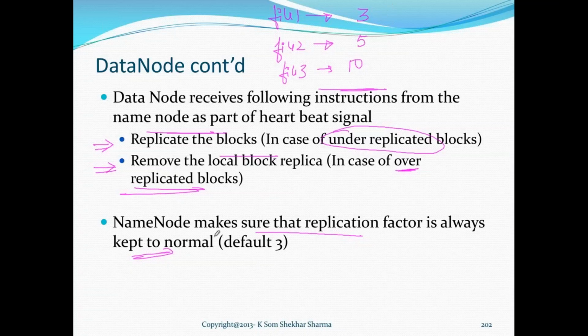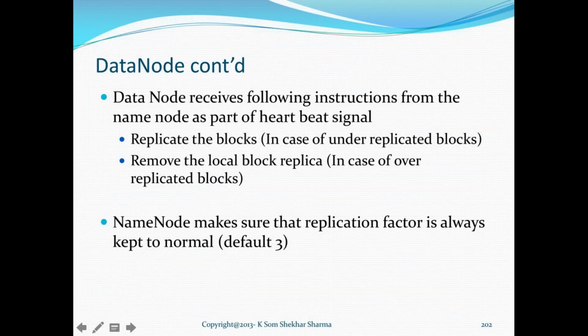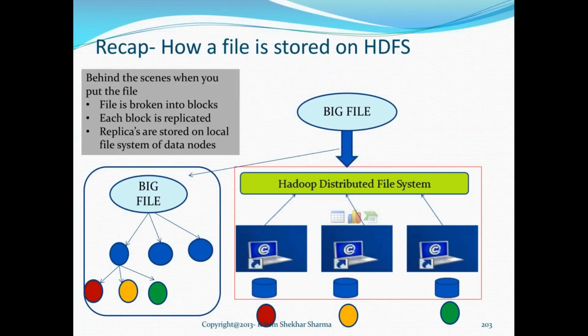And what I mean by the name node making sure the replication factor is always kept at the normal level is that for file 1, it will try to keep all 3 replicas intact for each block. For file 2, it will try to keep all 5 replicas intact for every block. For file 3, it will try to keep all 10 replicas per block alive, even if machines are going down. That's its major responsibility. So let us see how it does it.